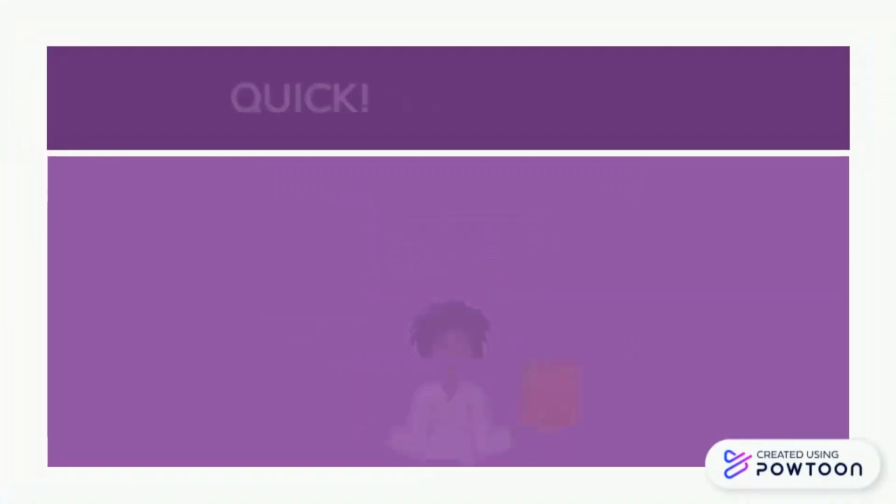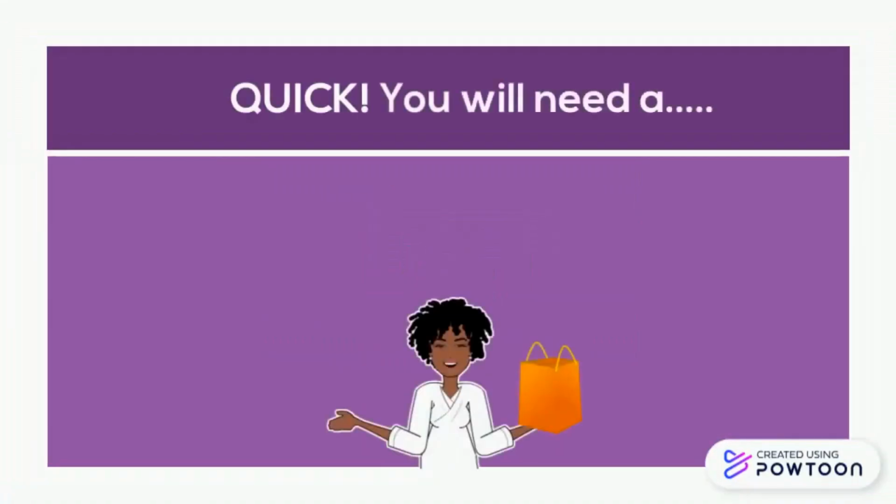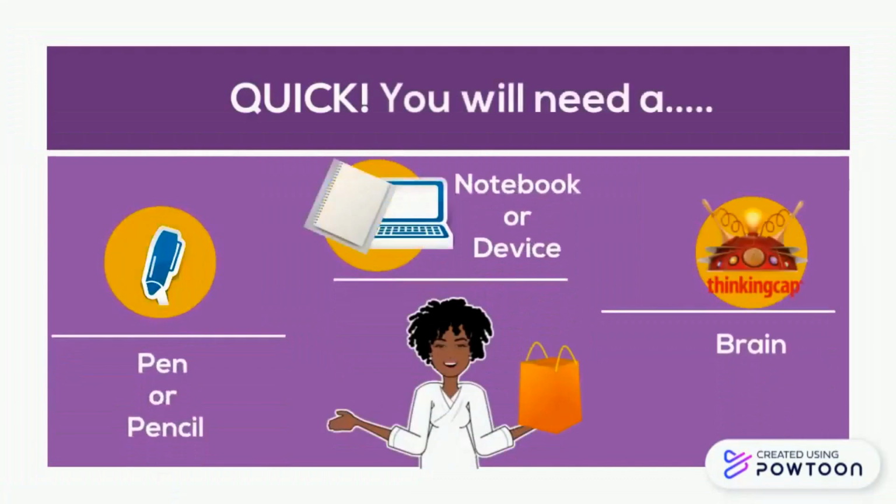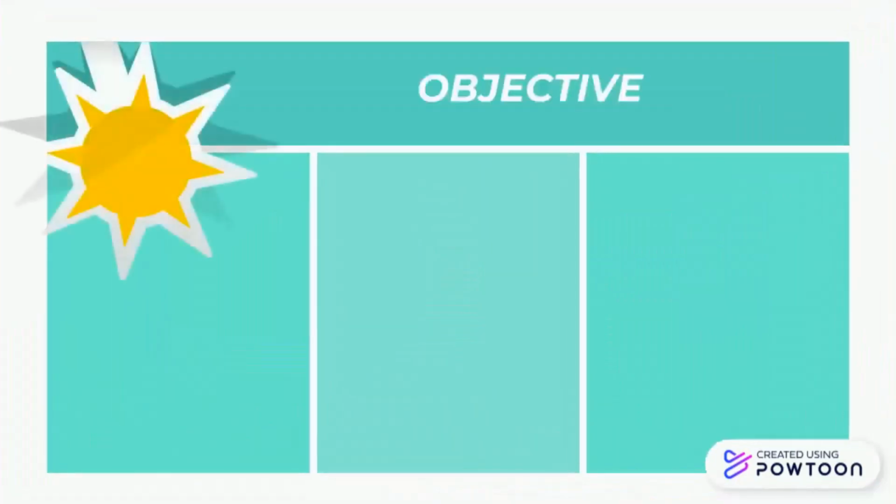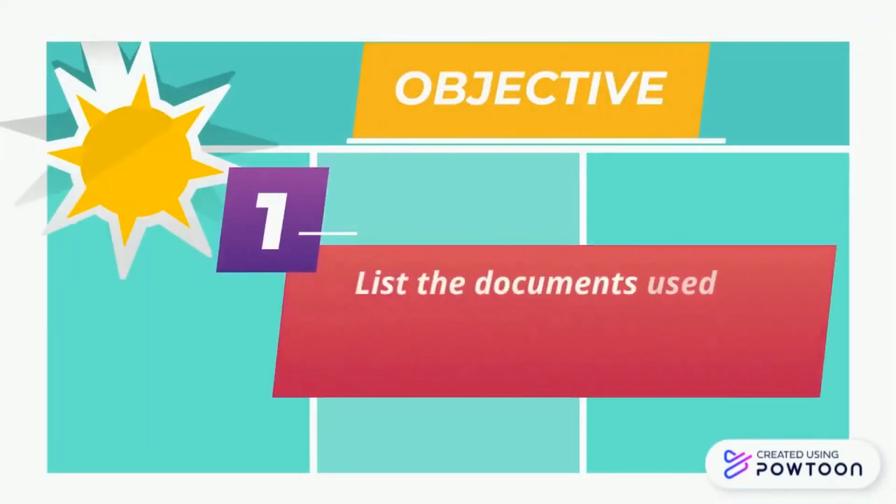Now before we begin, here are a few items I need you to get: a pen or a pencil, a notebook or device, and your thinking cap. Now let's take a quick look at our objective for today.